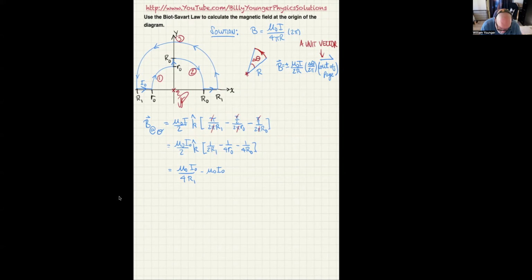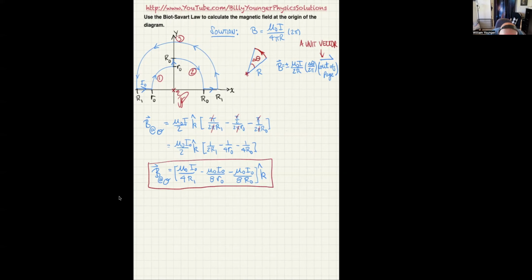This case is mu 0 I0 times 1 over 2 times 4 R0, so this one's going to become 8 lowercase r0, and this one's going to be mu 0 I0 over 8 capital R0, and then all of that will be times k hat, and that is the total magnetic field at the origin due to these 3 arcs and these 1, 2, 3 straight line segments. So hopefully that's a good enough example for you to make some sense of it.